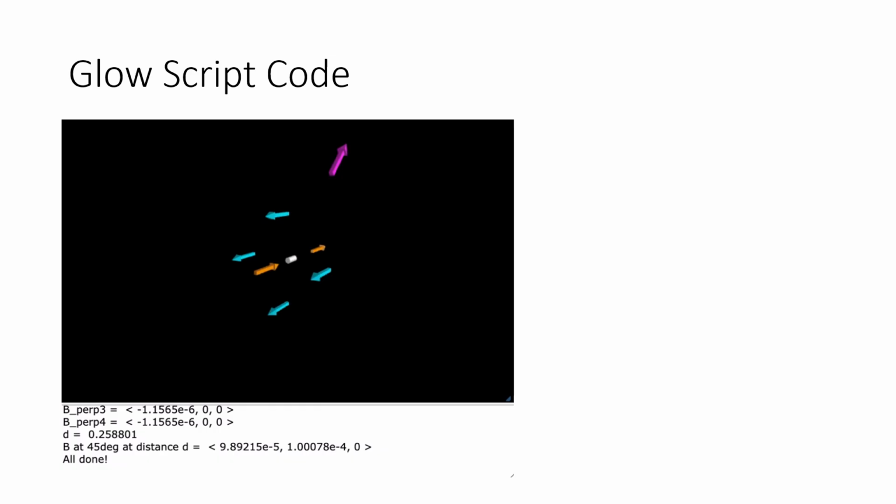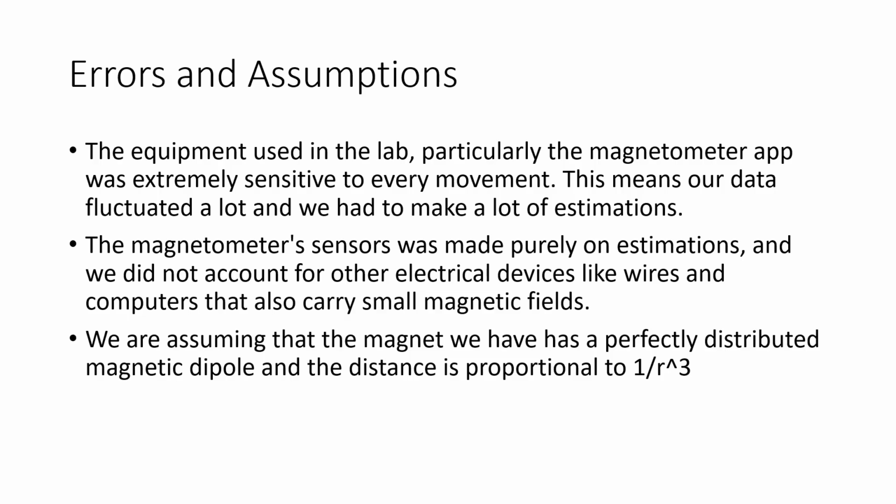Some errors in our lab could be the magnetometer sensors, which were very sensitive to every movement of the phone, and wires and computers also carry a magnetic field which could skew the reading that we're receiving. Some assumptions are that the magnet has a perfectly distributed magnetic dipole and that the field is proportional to 1 over r cubed.